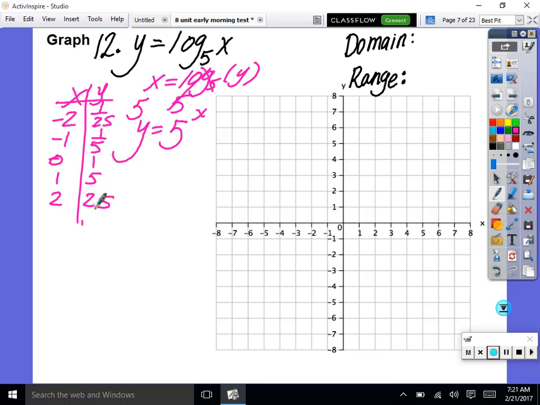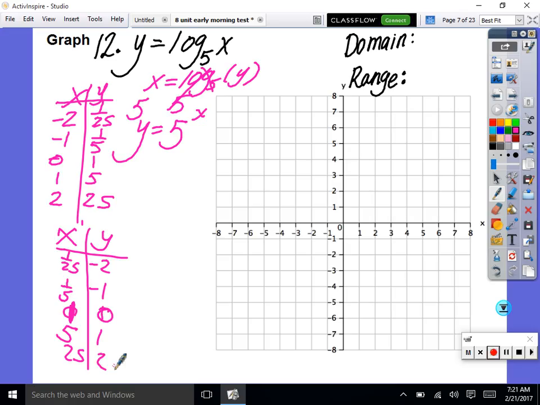So just switch x and y. So you write out x, y. You put this first, 125, 1 over 25, -2. You're going over a fifth, down 1. You're going over 1, up 0. And then over 5, up 1. Over 25, up 2. So you would graph these points.